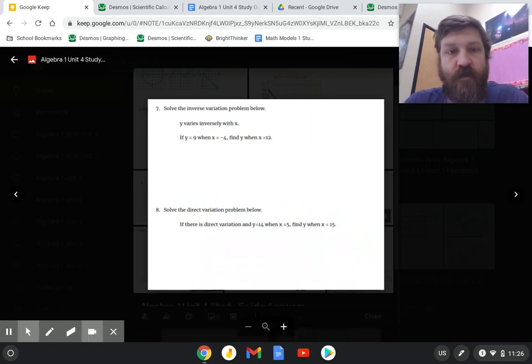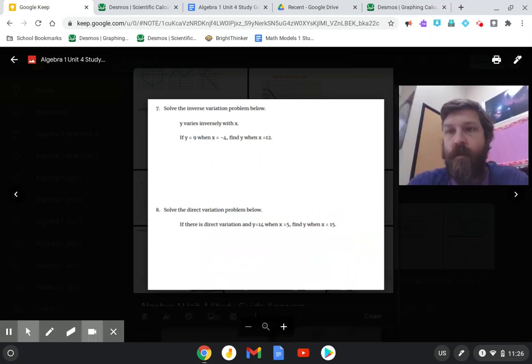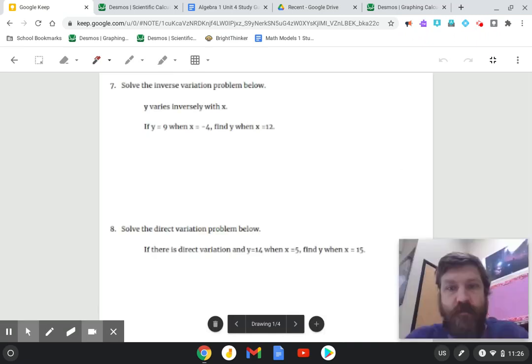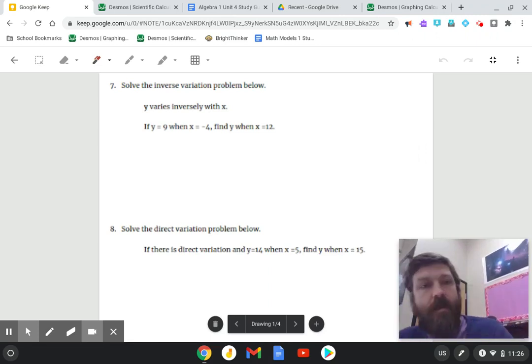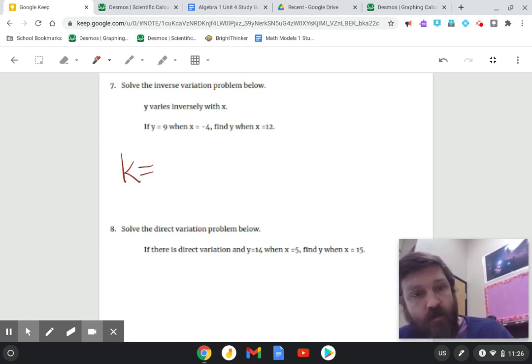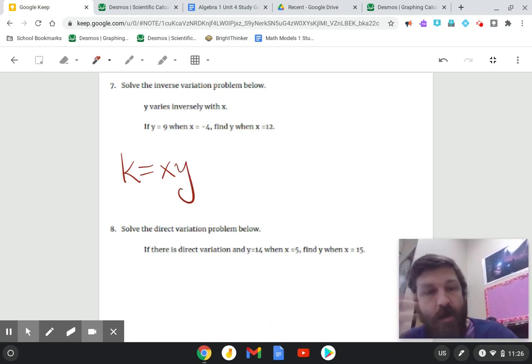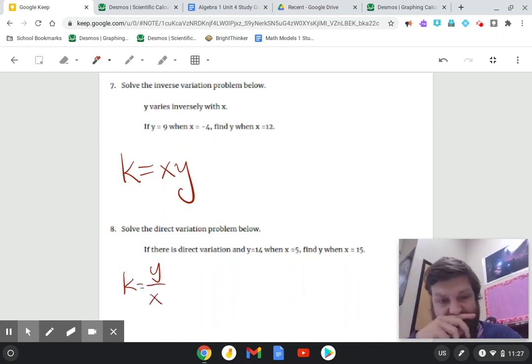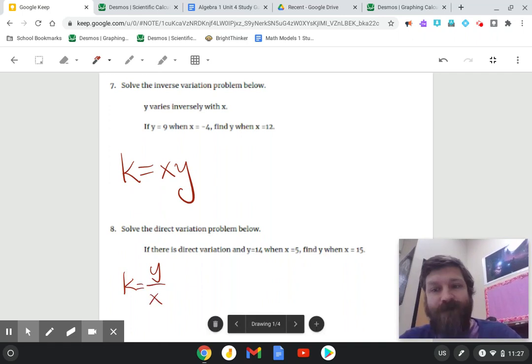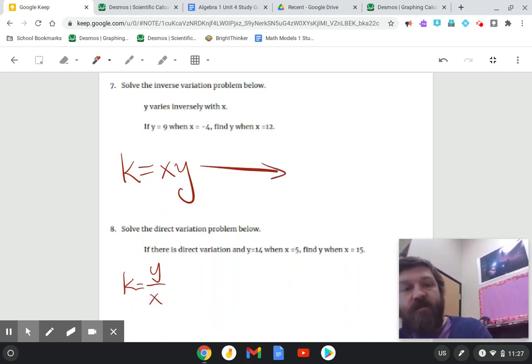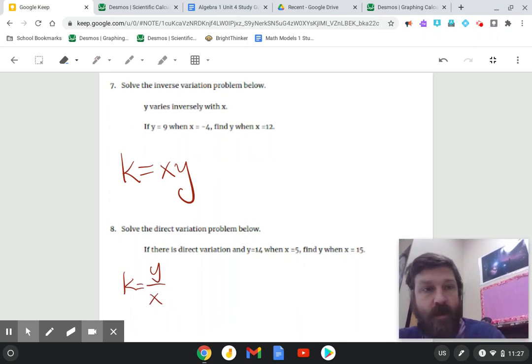Now we have some inverse and direct variation problems. So here for inverse variation, it says y varies inversely with x. So remember that when y varies inversely with x, it means that k equals x times y, whereas on direct variation, k equals y divided by x. So the easiest way to do this is to just rewrite the problem like this.